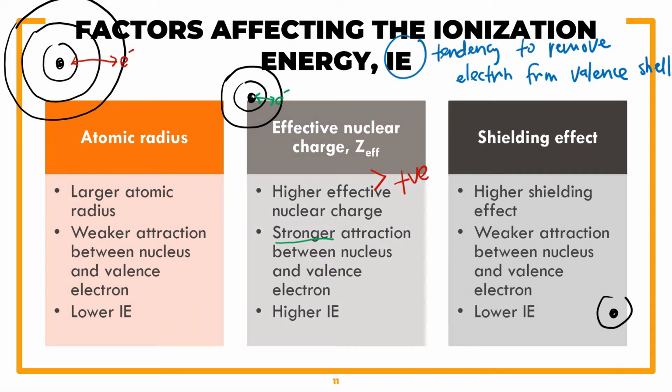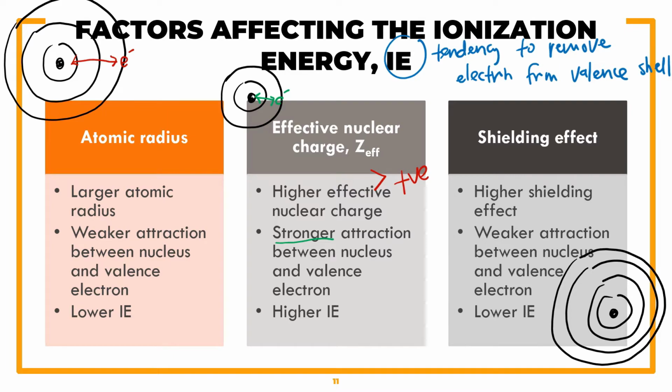Next factor is shielding effect. For shielding effect, the higher the shielding effect, the greater the distance between the valence electron and the nucleus. In this greater distance, the attraction between nucleus and valence electron will be weaker. Bila kedudukan di antara valence electron dan nucleus ini jauh, so daya tarikan between these two will become weaker.